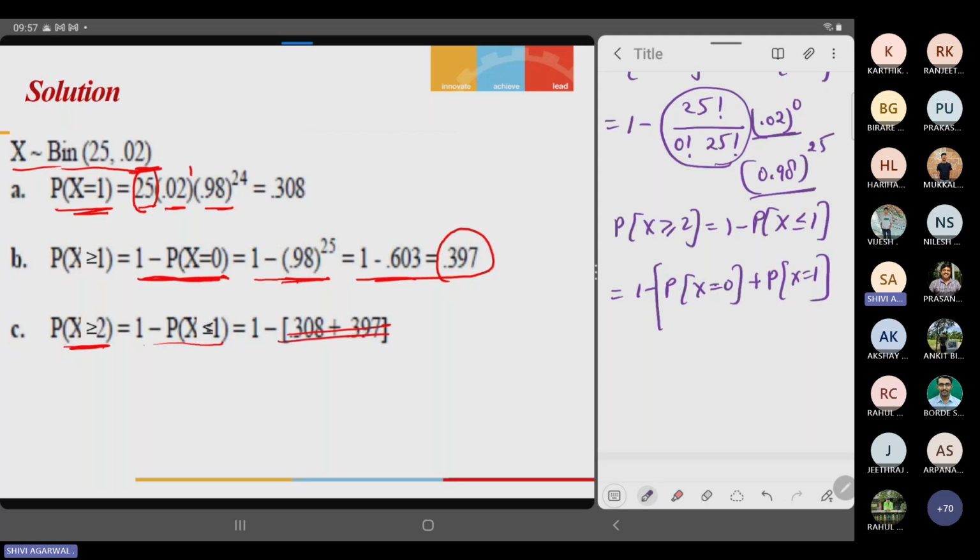This is wrong, I believe. It is 1 minus x is equal to 0, 0.603. That's 0.308. Okay.